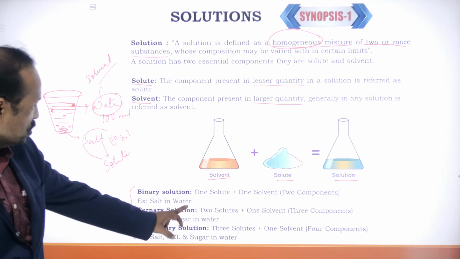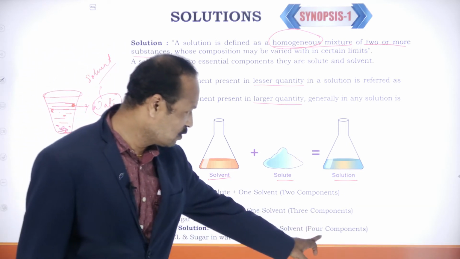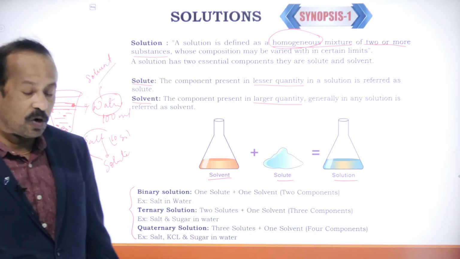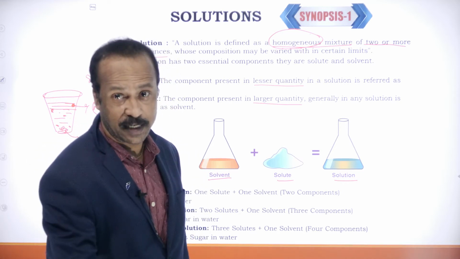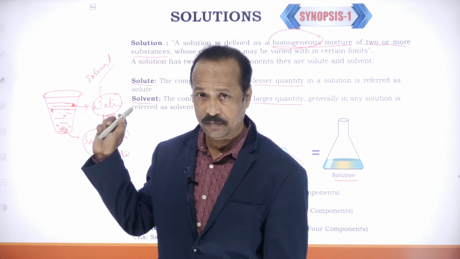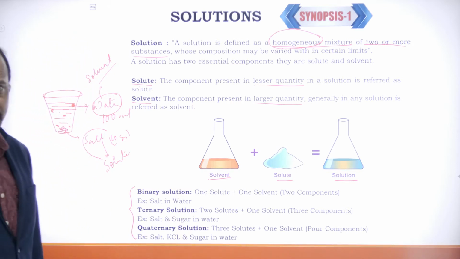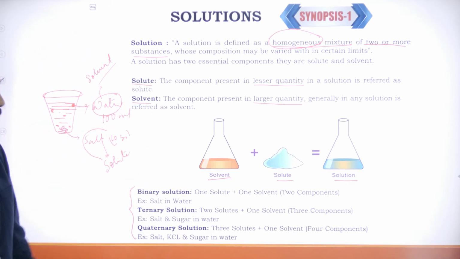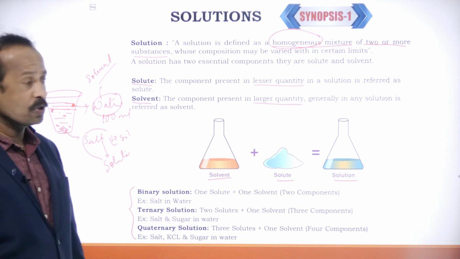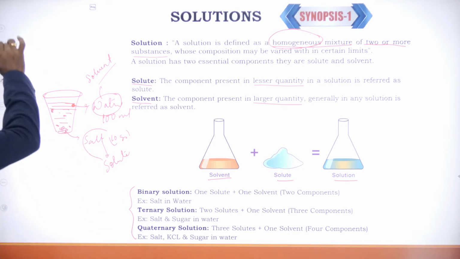So a quaternary solution, 3 solutes plus 1 solvent, so total 4 components. Is this clear to you? Any doubt? Hope you have the material with you. In this material, the definitions are there. So I am continuing. Let us go to the next topic.